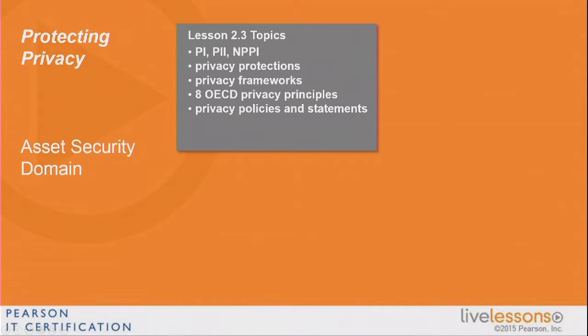In the second category, protecting privacy, we have one lesson, that's Lesson 2.3. This is where we define PI, PII, and NPI: personal information, personally identifiable information, and non-public personal information, but understand what the components are. We look at privacy protections, we look at privacy frameworks, and then we study the OECD privacy principles. And then we end this lesson by looking at privacy policies and statements.